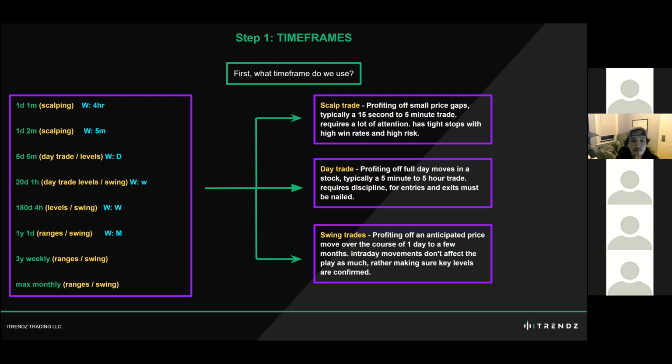Now, your swing trades, you're looking off of the whole move. You're trying to anticipate what that price is going to be on a longer time frame. It could be over the course of a day, could be a week, or it could be months. So you don't really care what's happening on that intraday movement. You're looking at the stock, judging if it's bullish or bearish, what you think the market conditions are, and how they're going to affect that stock.